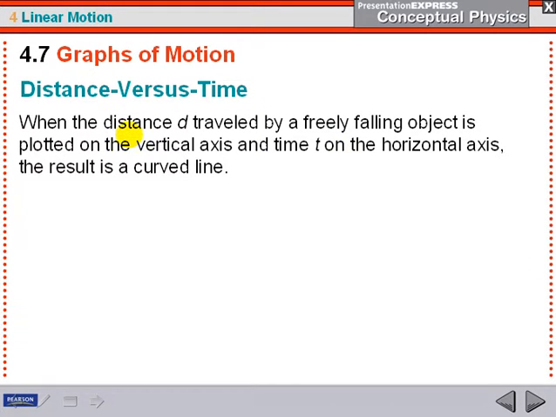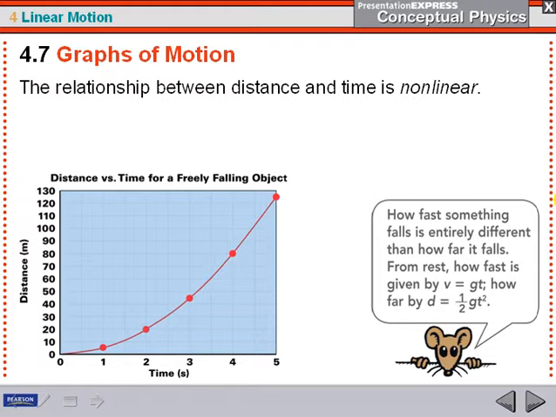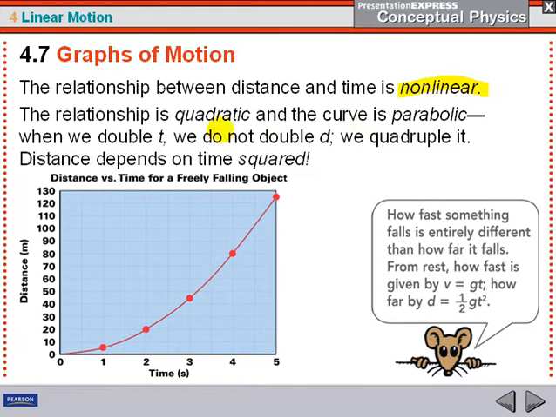So let's look at the distance versus time graph. In this case, we're going to plot distance on the vertical and time on the horizontal again, and what we end up with is a curved line. This line is parabolic. You can see the line curves, as opposed to that straight line that we saw with velocity over time. Now, we said that the relationship between velocity and time is linear. This is non-linear. It's not a straight line. The relationship is quadratic, and the curve is parabolic.